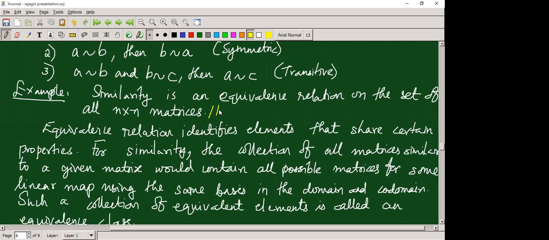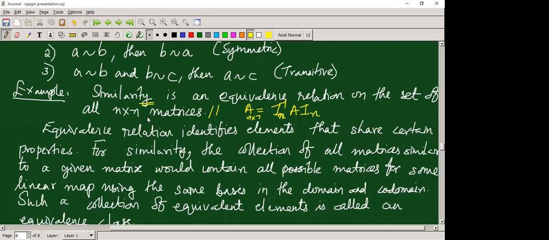So first, reflexivity is very obvious because A is related to A. How is A related to A? Suppose A is an n by n matrix, then A is equal to In inverse, where In is the identity matrix of order n, into A into In. So this is reflexive. Similarly, you can prove that this is symmetric and transitive. So similarity is an equivalence relation on the set of all n by n matrices.